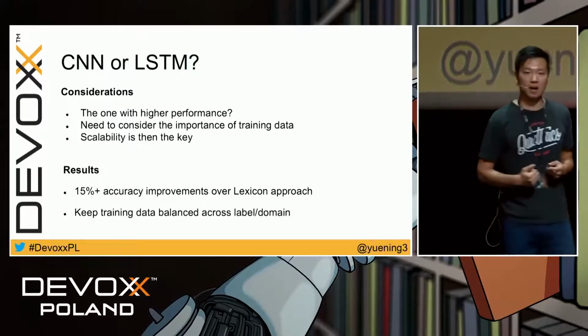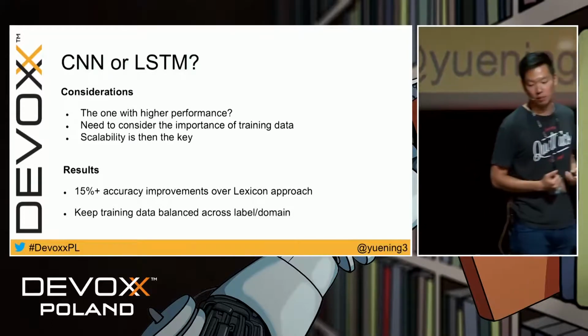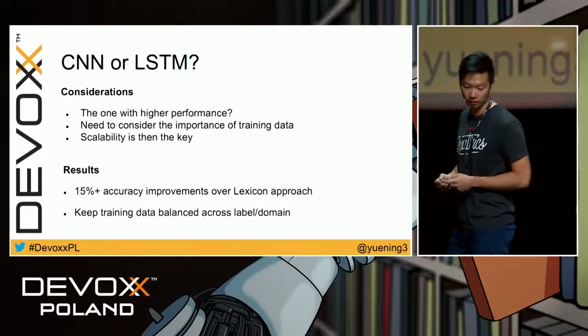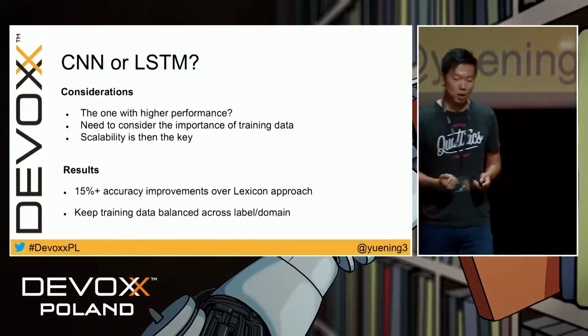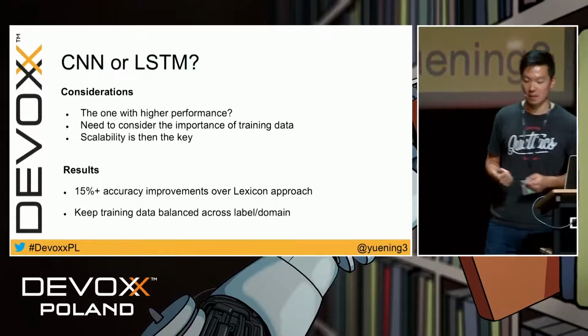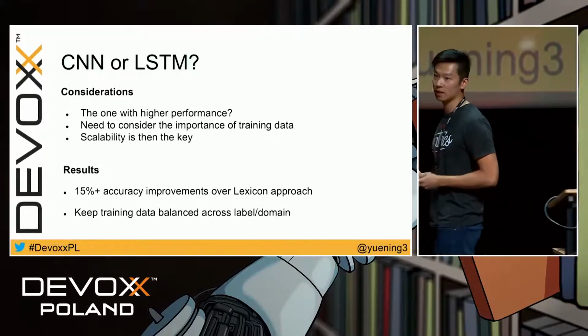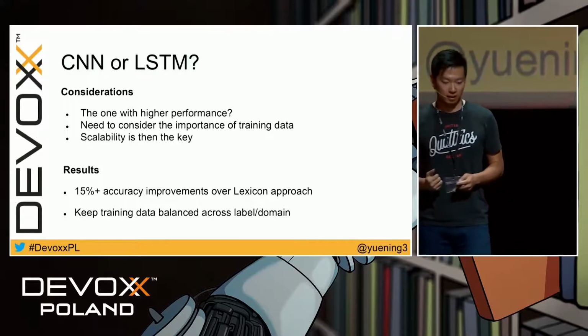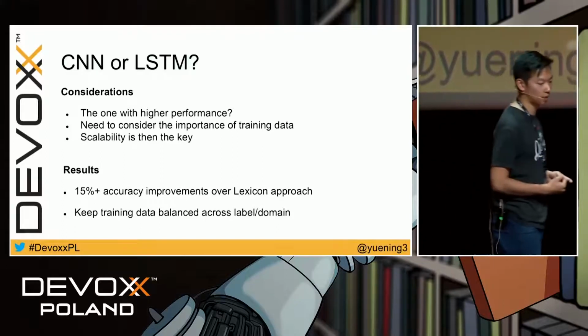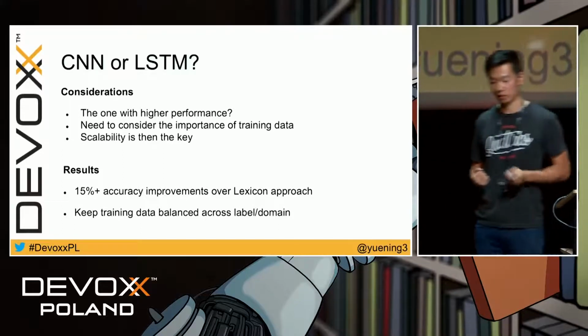So we see, on average, a 50% improvement in accuracy over the lexicon approach. And throughout this process, we learned that it's very important to keep your training data balanced across both the labels and the domains, because this is the major thing the model is learning from. So it has no assumptions, so this is very important.